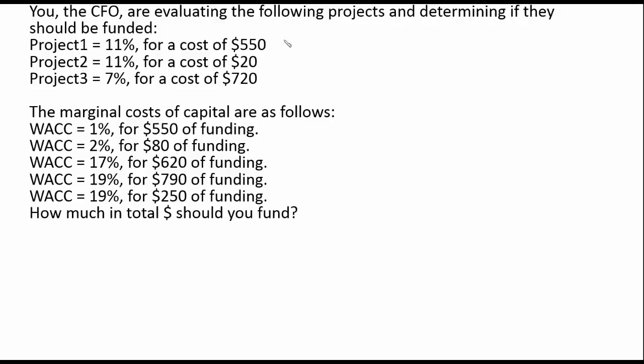All right, you are the CFO, and a few of your employees have brought up a couple of projects for you. We have 3 different projects here, 2 of which are generating returns of 11%, and they have the appropriate costs associated with them. And you have project number 3, which is going to be at 7% and has that cost associated with it as well.